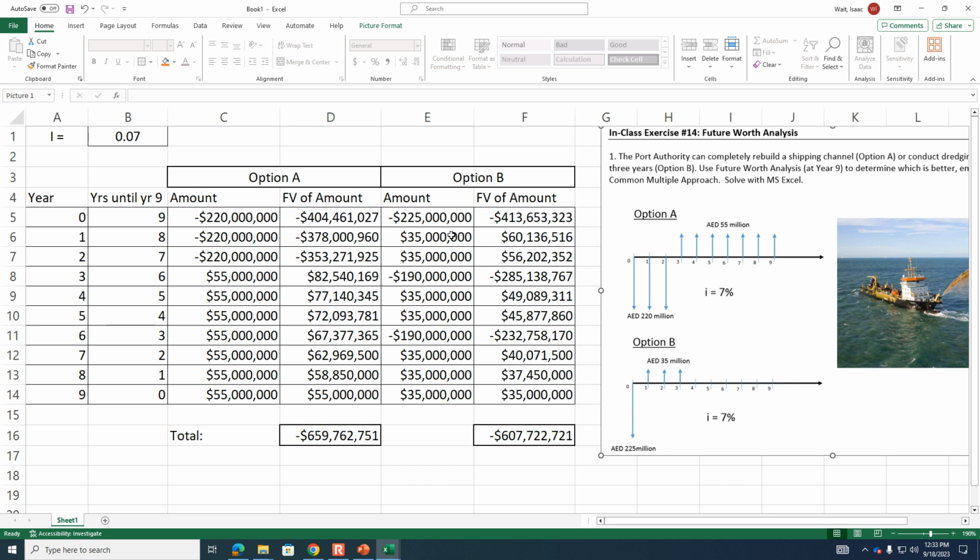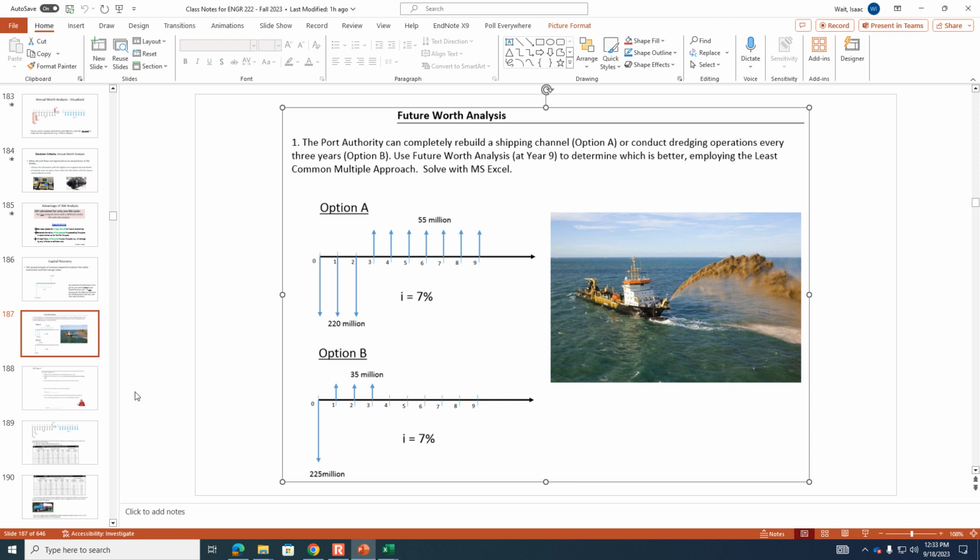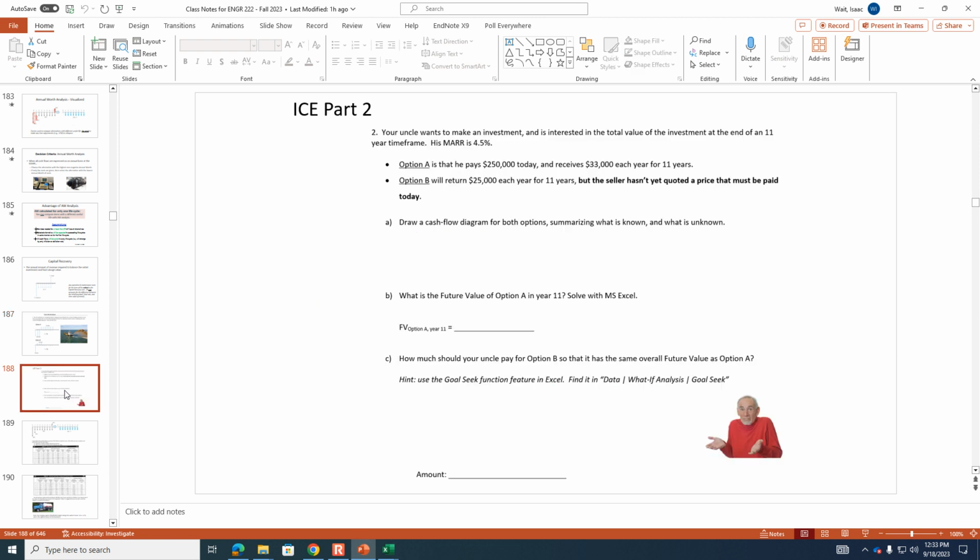Rather than having you do it, of course you're welcome to if you like, but I think that in the case of this particular example, we cover more ground more quickly if you just watch how this one can be solved. So the second problem says that your uncle wants to make an investment, and is interested in the total value of the investment at the end of an 11-year time frame. There's 2 options. One where you pay $250,000 today and then receive $33,000 each year. Option B returns $25,000 each year, but we don't know the purchase price.